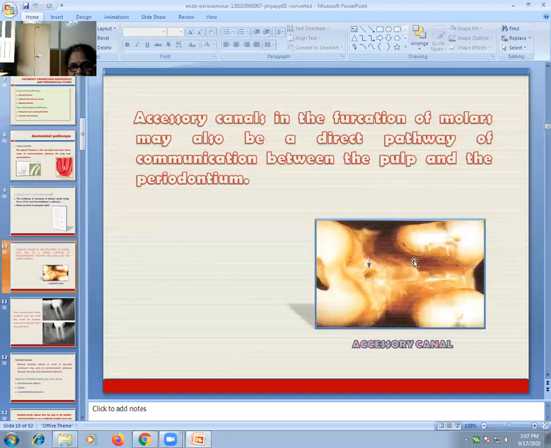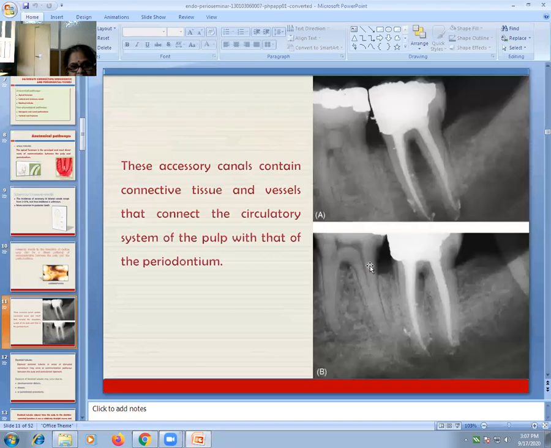So what are these accessory canals? Most of the time, those are the extra canals seen other than the main canal. Most of them are seen at the furcation area of the molars. You can see this is the furcation area of the molar, and you are finding an extra canal, the accessory canals, which will be the connecting part between the pulp and periodontium.